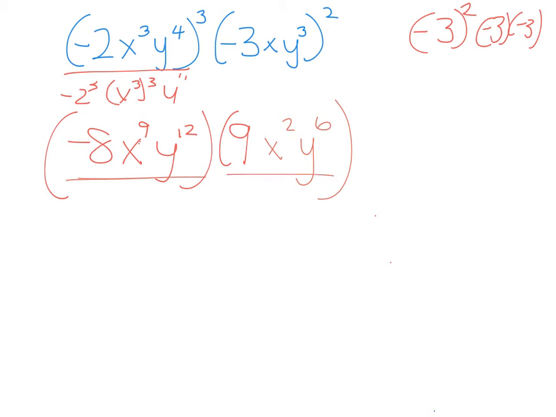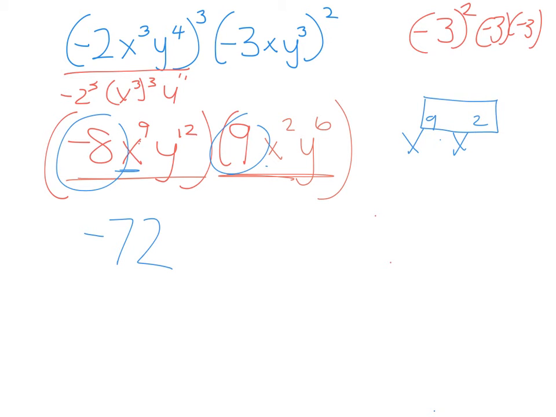Now I've got to multiply these two things together. Negative 8 times 9 is negative 72. Now this is multiplying x to the ninth times x squared. The bases are the same, so we add the exponents: x to the 11th. And then y to the 12th times y to the 6th. Bases are the same. I'm going to add those exponents: y to the 8th. And then that's your final answer.